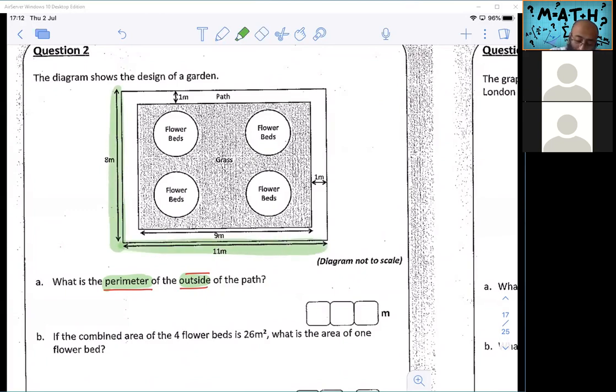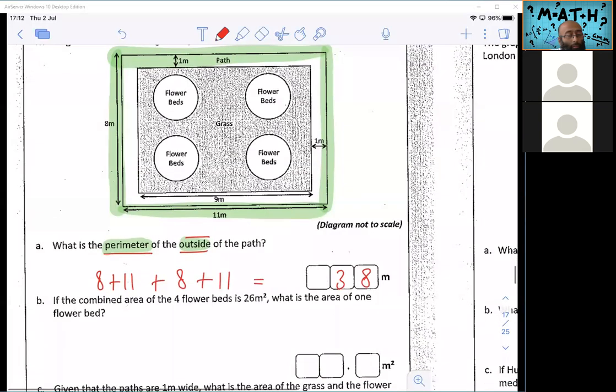8 and 11. And you have to times that by each other. Well, you wouldn't times it, you just double it. So you've got 8 and 11, and then you have another 8 and another 11. So that's why I've written that many times. So you've got 19, add 19, which gives you what? 38. Okay, is that what you got? I got 32. Okay, maybe you've done the inside ones instead.